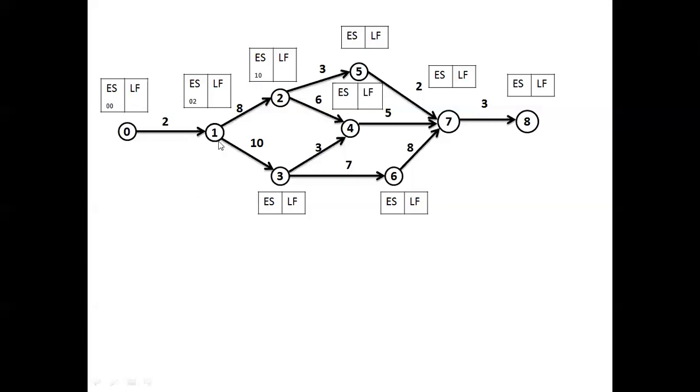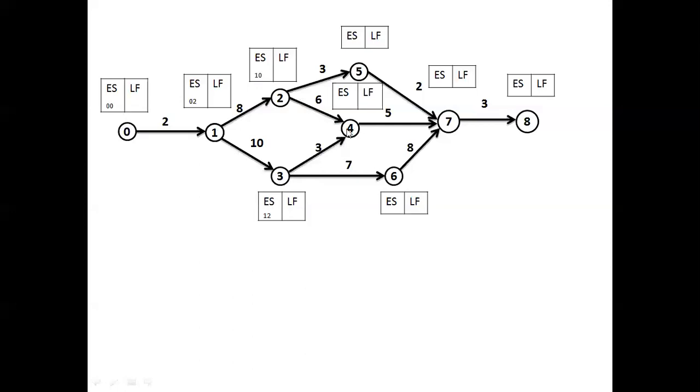Similarly here also, the activity 1 to 3 starts on the second day and takes 10 days for its completion. Then immediately after completion of 1 to 3, 3 to 4 and 3 to 6 will start. It means the earliest start time for 3 to 4 and 3 to 6 is 2 plus 10, that is 12. Then similarly, you can calculate for 4 also.